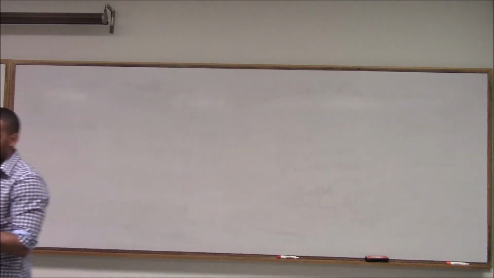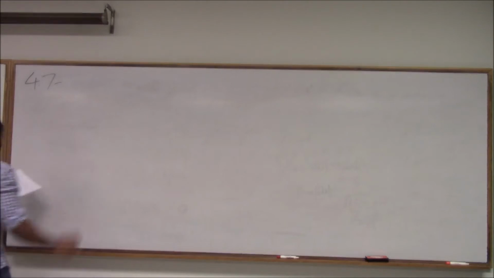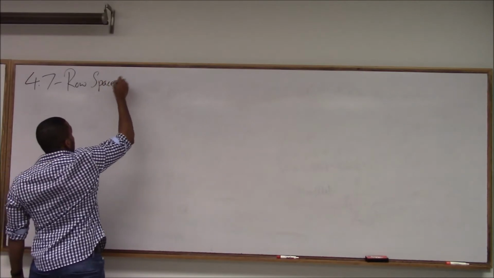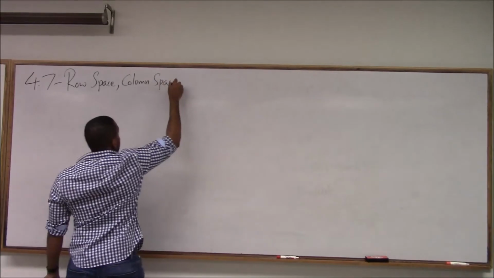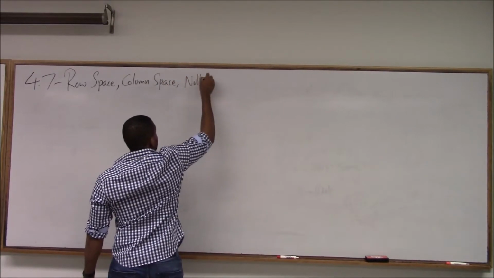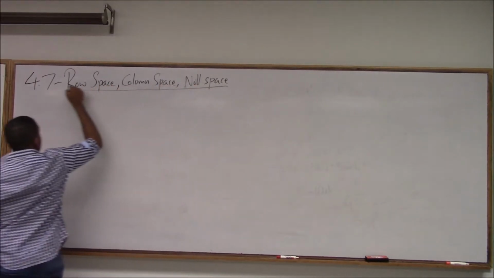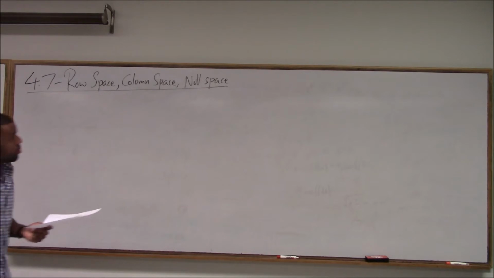But before then, let's define some terms. We're moving on to 4.7, where we're going to talk about the row space, column space, and the null space of matrices.